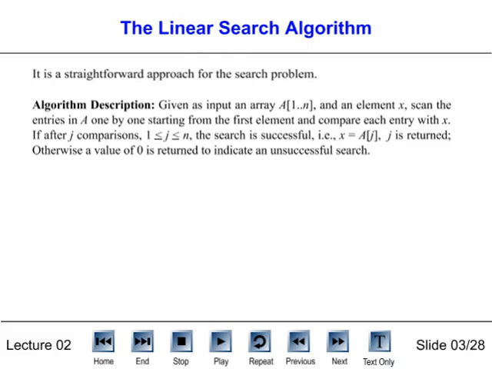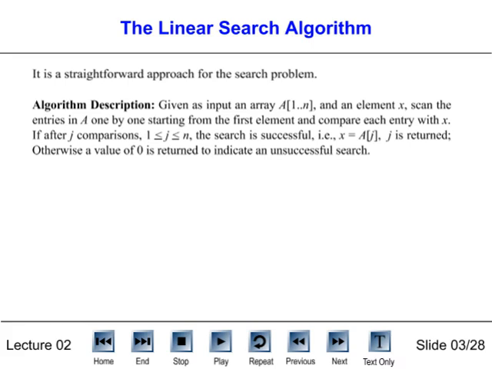Given as input an array A of n elements and an element X, scan the entries in A one by one, starting from the first element, and compare each entry with X.